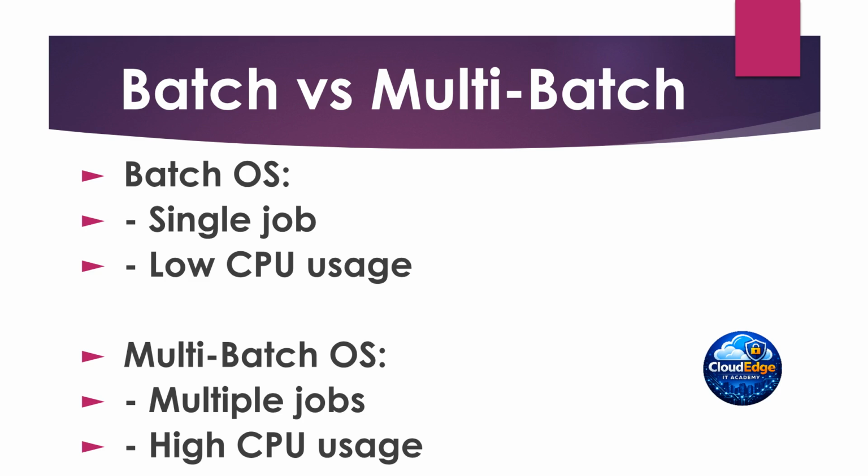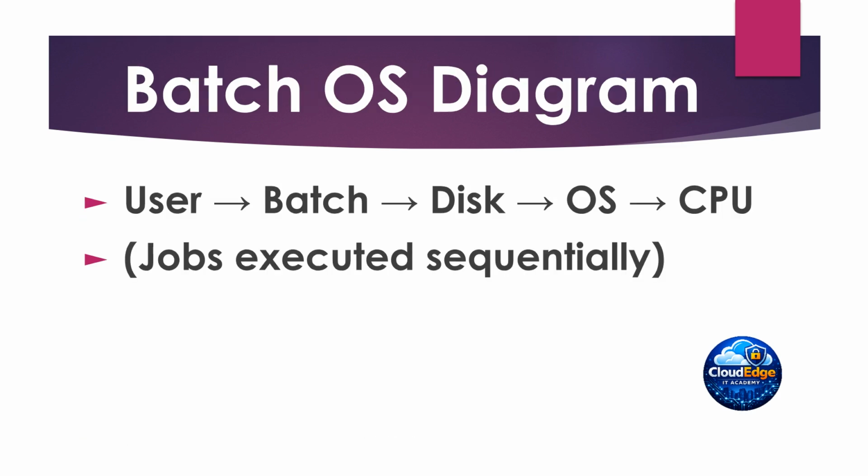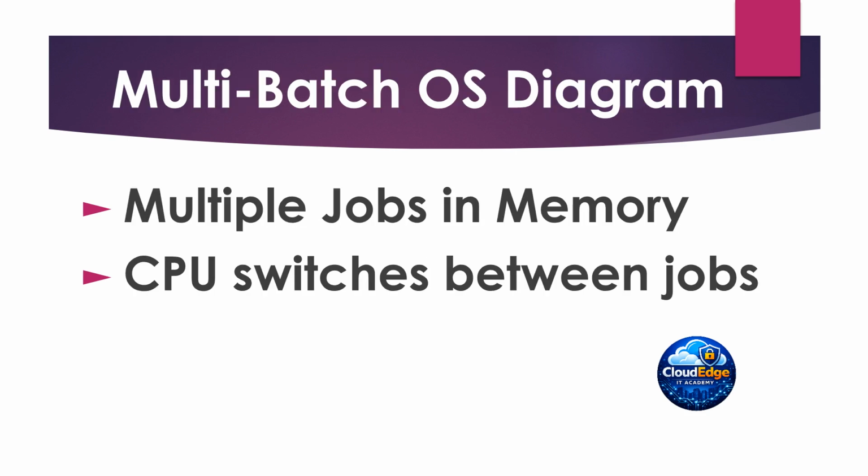high CPU usage. In the batch OS, the process flow is from user to batch, then to disk, OS, and finally the CPU, with jobs executed sequentially. The multi-batch OS diagram shows multiple jobs in memory, and the CPU actively switches between these jobs.